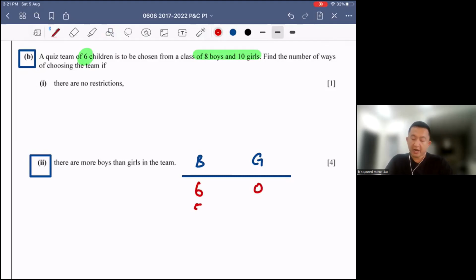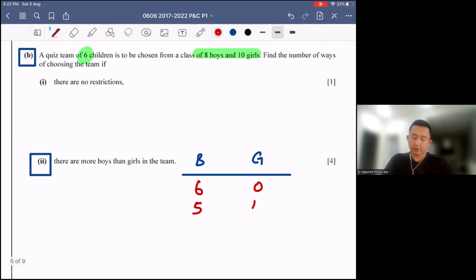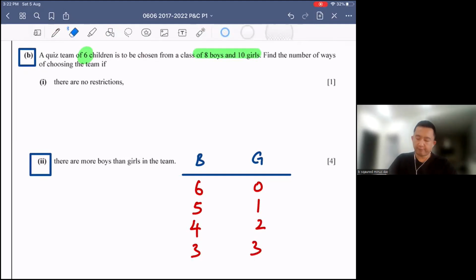Or it could be 5 boys, 1 girl. Total must be 6. 4 boys, 2 girls. 3 boys, 3 girls. Does it make sense? No. Then it will not be more boys than girls. If I go on, it will be 2, 3. No. 1, 4. 1, 5. No. And then 6, 0. 0, 6. No. So you have only 3 different cases. Am I right?